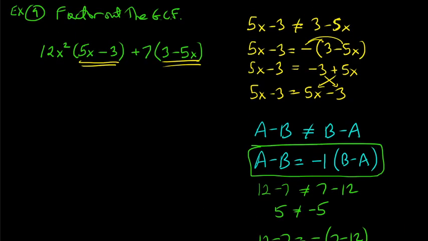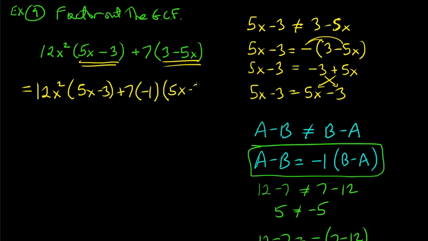And so that's what we're going to do here. We are going to write this as 12x squared times 5x minus 3 plus 7 times negative 1 times 5x minus 3. We need that negative sign. So what that does is this makes this a 7 times negative 1. We can write that as negative 7.